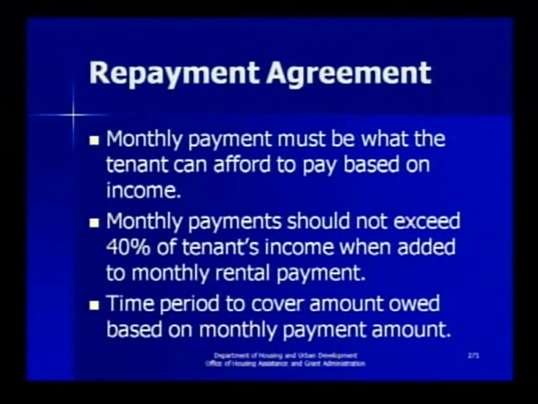Now here are a few parameters, some of this is new, of what a repayment agreement should include and what it needs to be based off of. The repayment agreement must be based on what a tenant can afford to pay. The monthly payments must not exceed 40% of the tenant's income when added to rent. I'll explain this in an example on the next slide.